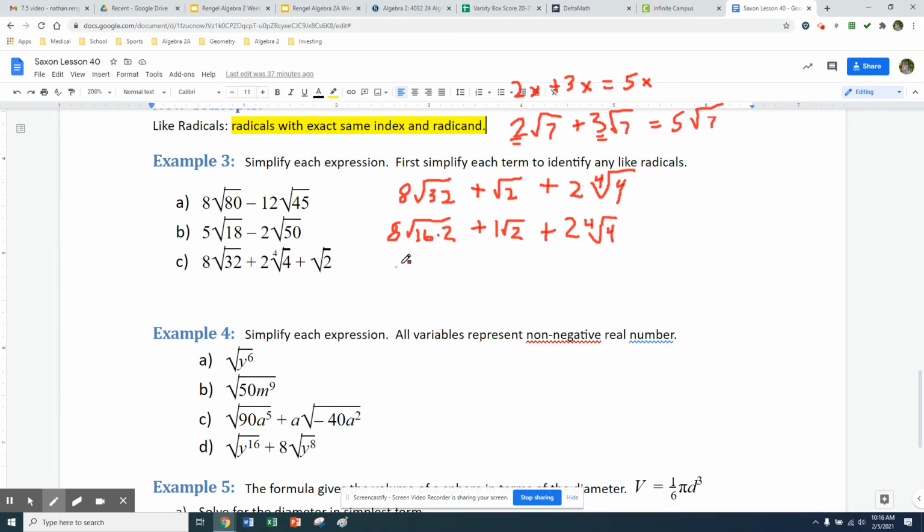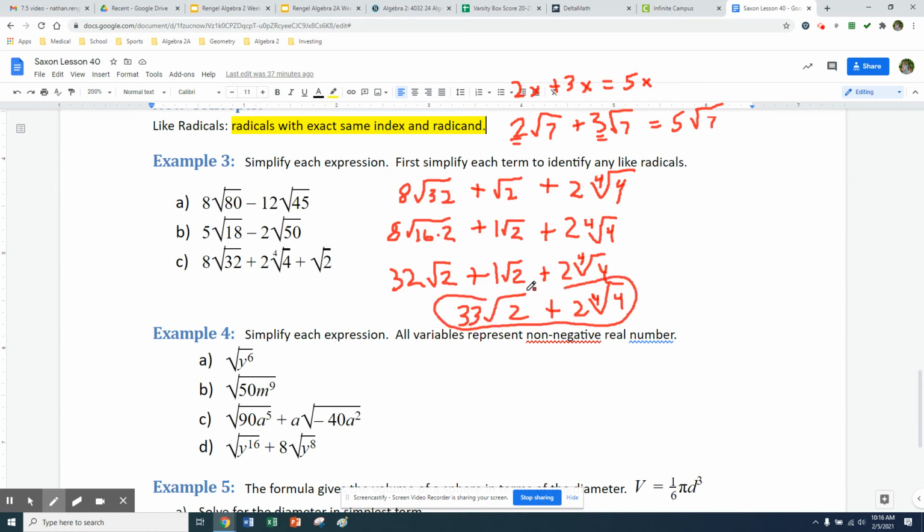And 16 comes out as a 4, and it's going to multiply the 8, so that's going to make 32 root 2 plus 1 root 2 plus 2 fourth roots of 4. And we add 32 and 1 would make 33 roots of 2 plus 2 fourth roots of 4. And that is as much as we can simplify that one. So take a look at those radicands. You'll see some perfect square factors. Simplify those, and you are set to get your adding and subtracting going.